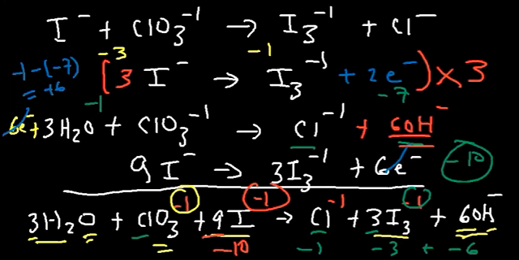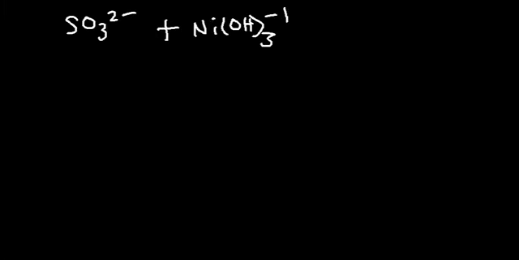Now, let's try another example. So let's say we have sulfite plus this hydroxide ion, and it converts to nickel and sulfate. Go ahead and balance the reaction under basic conditions.